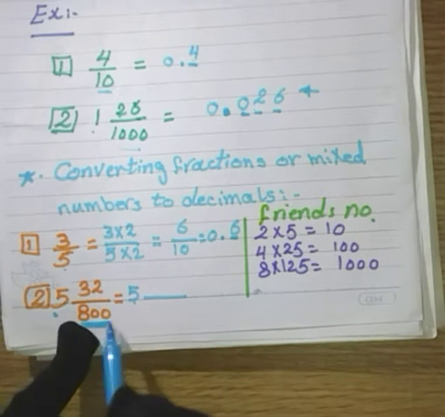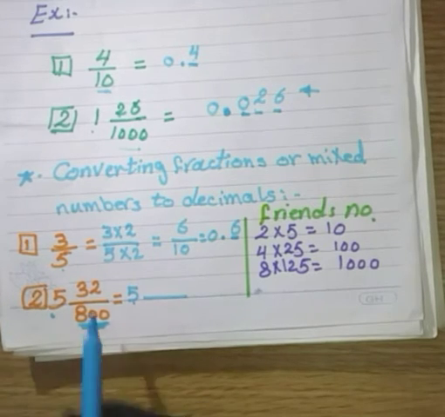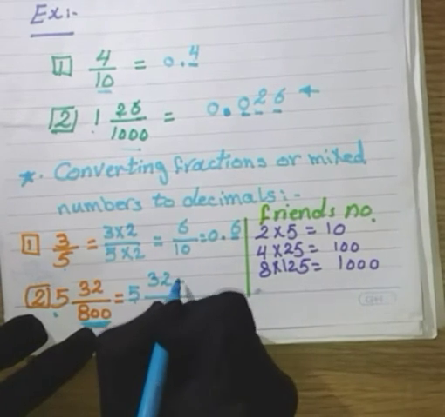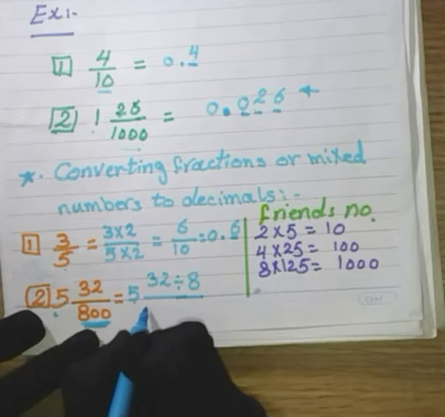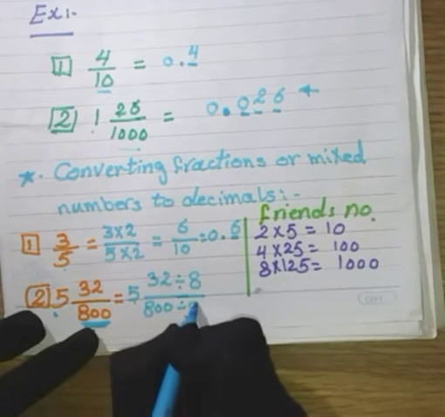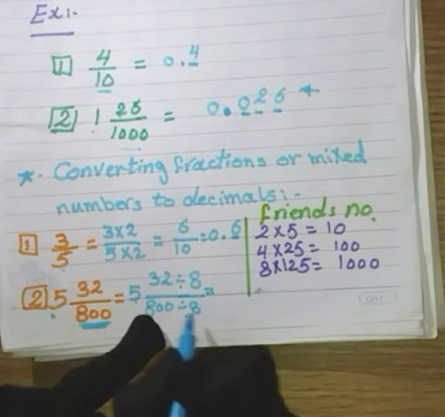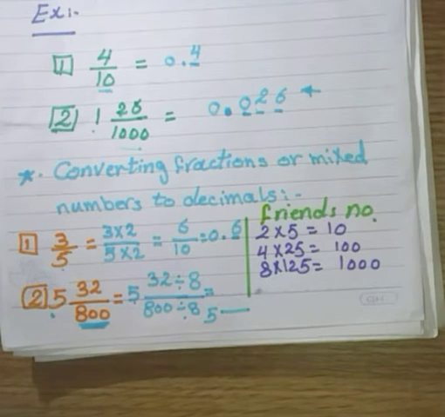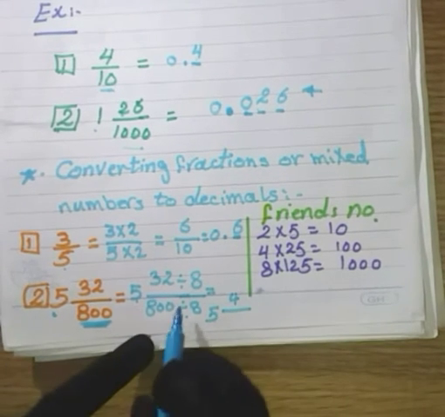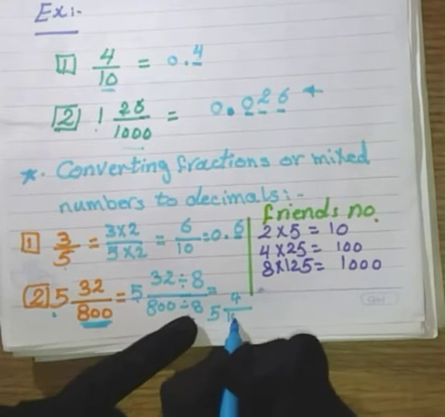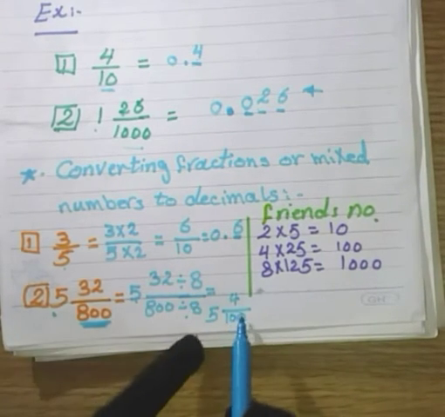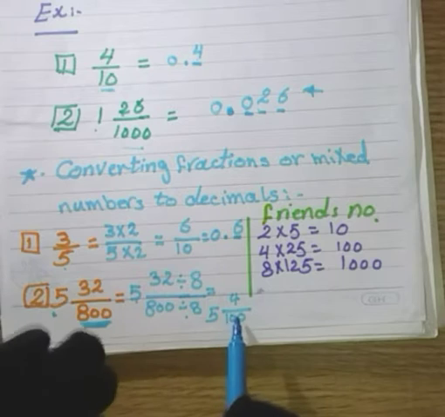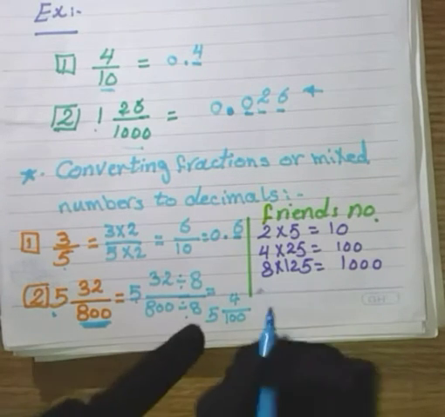I can say 800 divide 8, I will obtain 100. 32 also divide 8, I can do it. So 32 divide 8 and down 800 divide 8, with 5 as a whole number. Up, 32 divide 8 equals 4. 800 divide 8 equals 100. I did all this to make my denominator 100. In this form, I can convert it to a decimal number, and it will be easy for me.